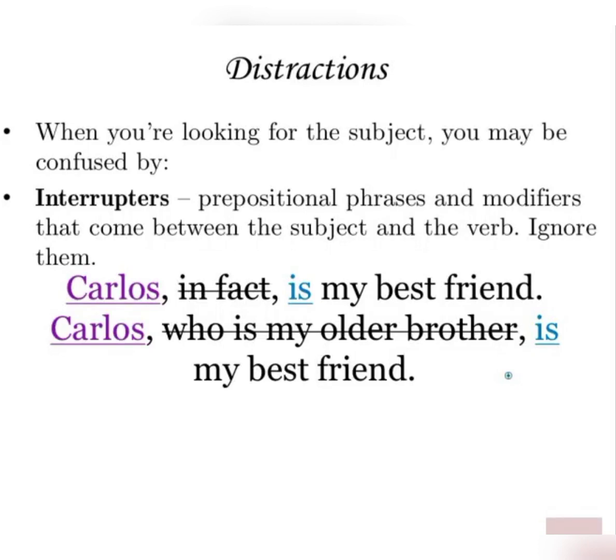So, Carlos, in fact, is my best friend. You could just as easily take out "in fact" and say Carlos is my best friend. The subject and verb agree. Carlos, who is my older brother, is my best friend. Here you have an entire clause interrupting the subject and verb, but the subject and verb, Carlos and is, are all that matter.